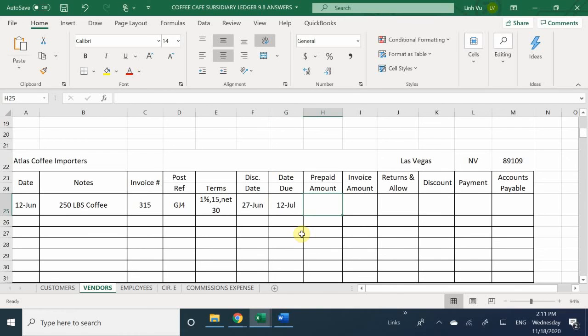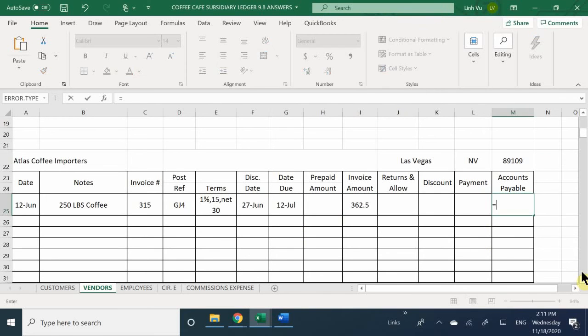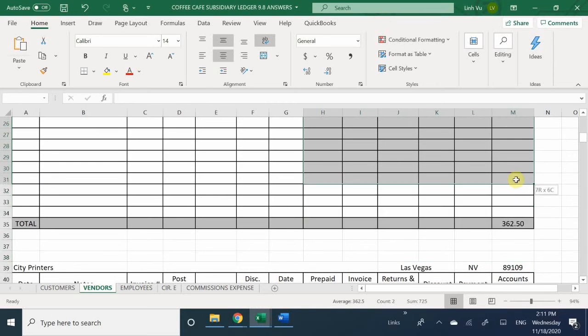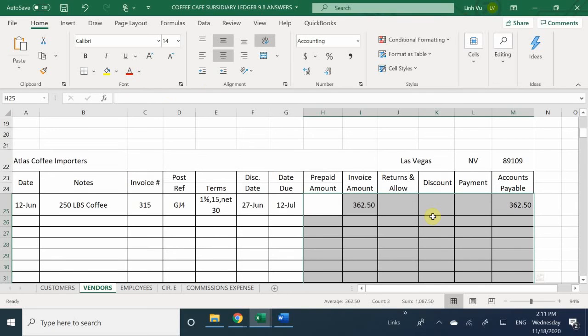Okay. We didn't make any prepaid amounts, so what was our total invoice for? $362.50. Okay, and because we made no payments to it, you are going to owe Atlas Coffee $362.50 for this first bill. Okay, and I'm going to format it.